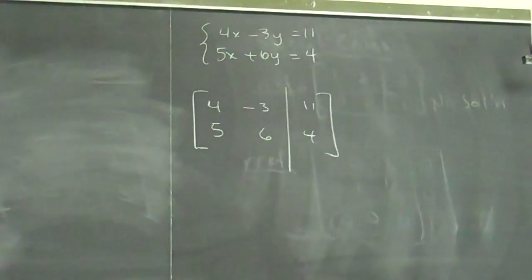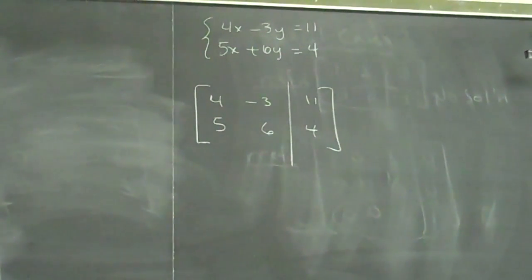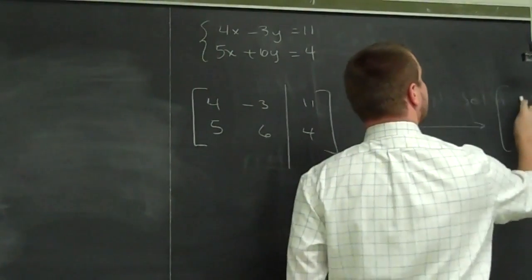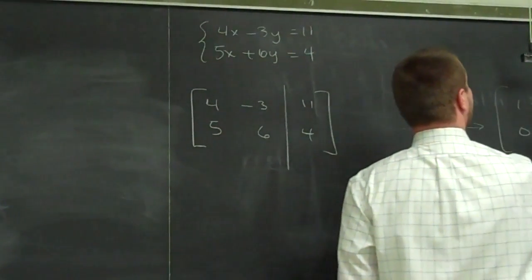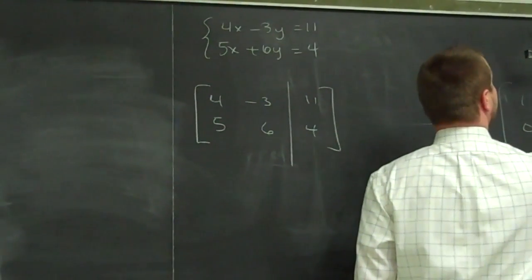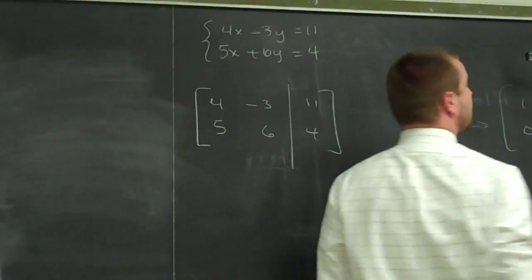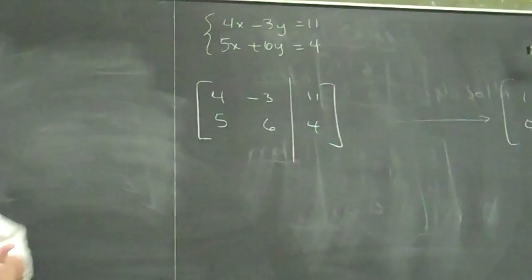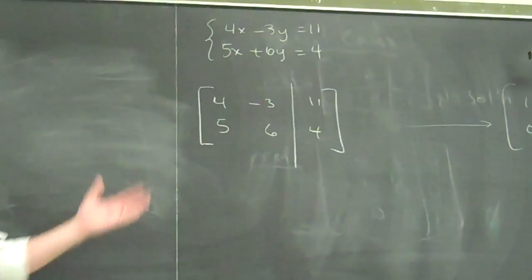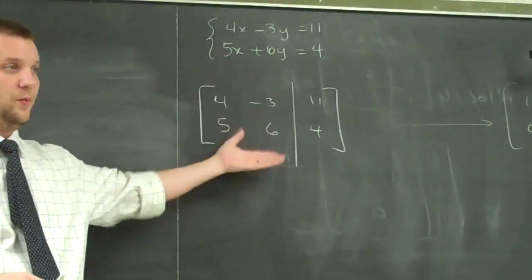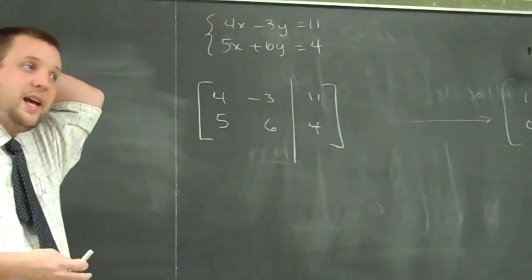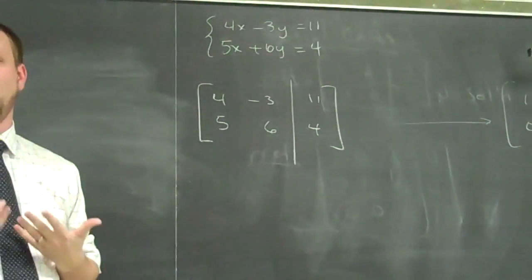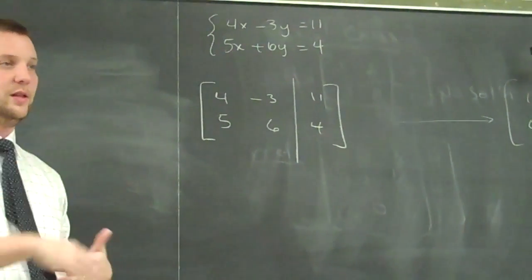What I'm hoping to have happen by the end of this is I want this to look like 1, 0, 0, 1 with some numbers over here. So that those numbers can tell me what my solution is, right? So the trick is to get zeros and ones. And you'll notice I don't have any zeros or ones. So I got to do whatever I can to come up with a 0 or a 1. Actually, I really want a 1. I'll take care of the zeros once I get the ones.